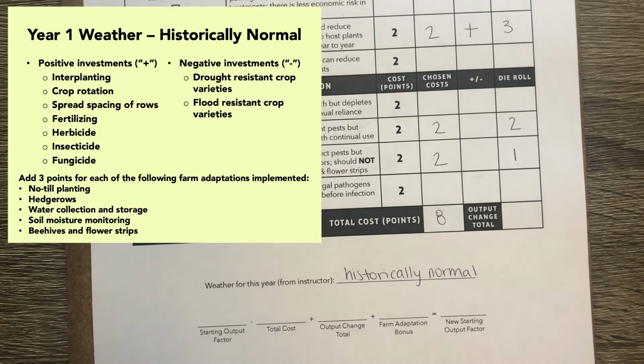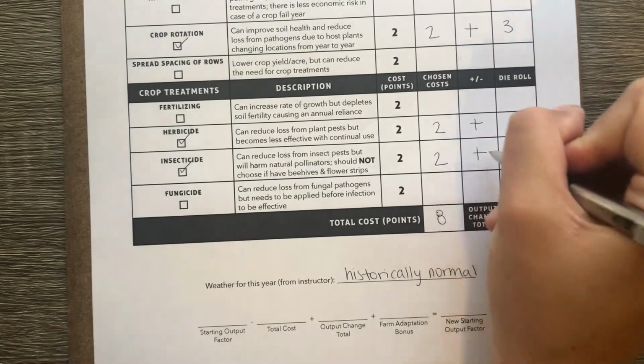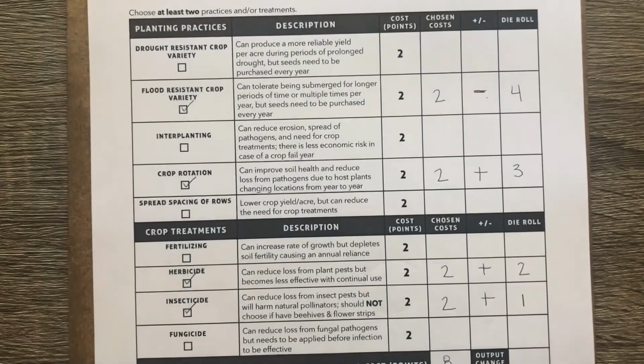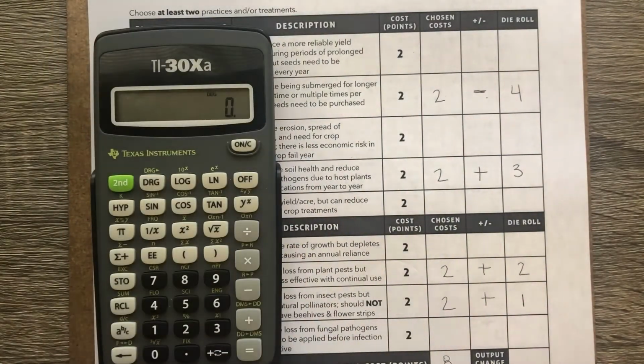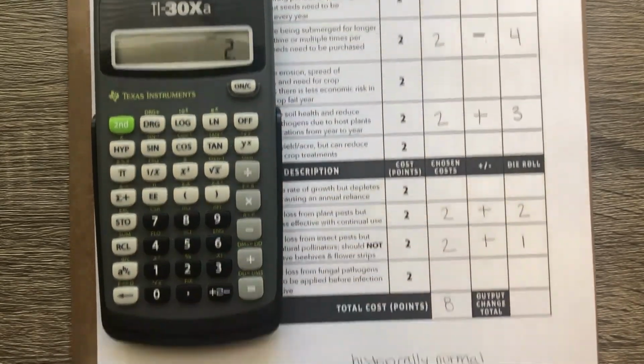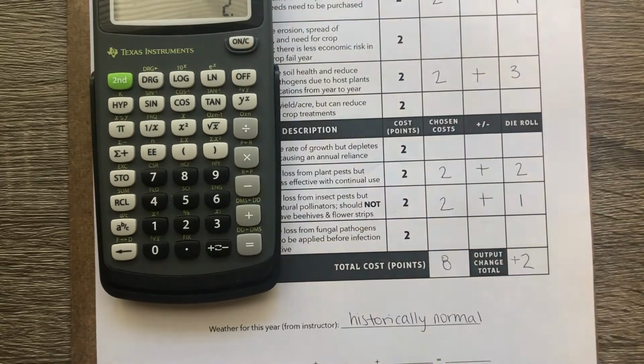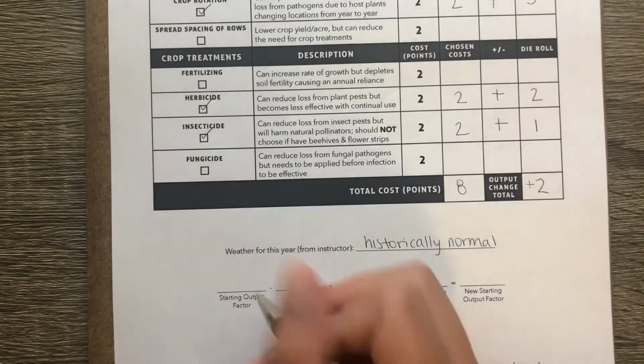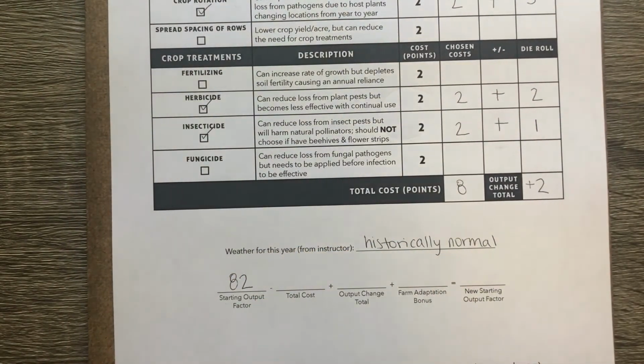Show students slide 22, and have them write a plus sign next to the positive investments they chose and a minus sign next to the negative investments. Calculate the output change total by adding up your positive and negative investments. Remind students to pay attention to the plus and minus sign. That means there will be positive and negative numbers. Students will fill in all the blanks at the bottom of the page to calculate the new starting output factor for year 2.